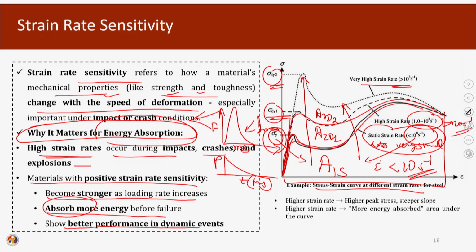Higher strain rate, higher peak stresses. Here we can see the increase in the peak stresses, and it has a steeper slope. The Young's modulus also increases, so the material is becoming more stiff. At higher strain rate, the area under the curve increases, so the energy absorption is also more. This establishes the fact that during high strain rate, the material behaves in a positive sense: it increases its capacity to absorb energy and becomes stronger and stronger.